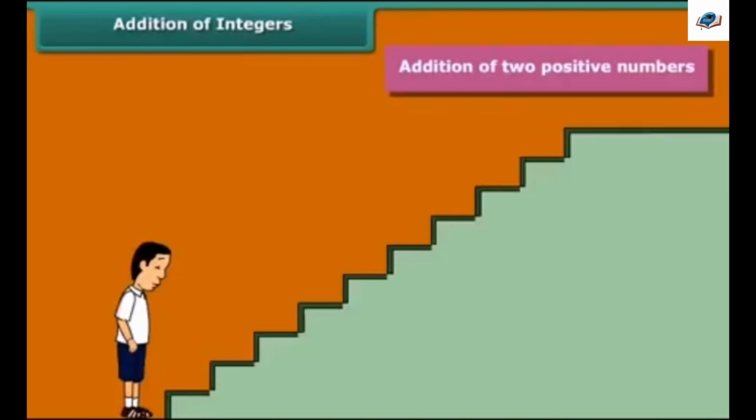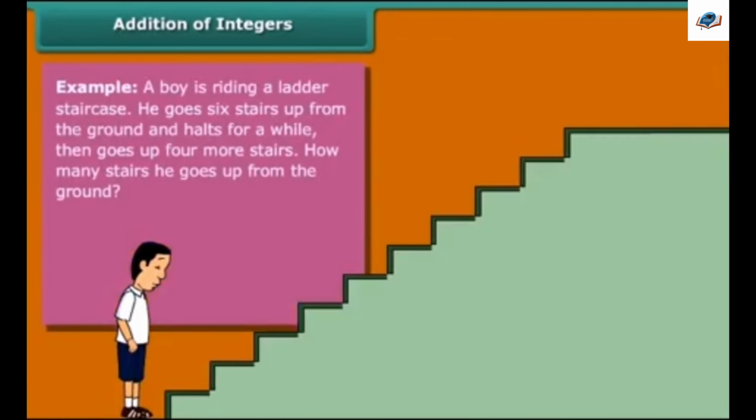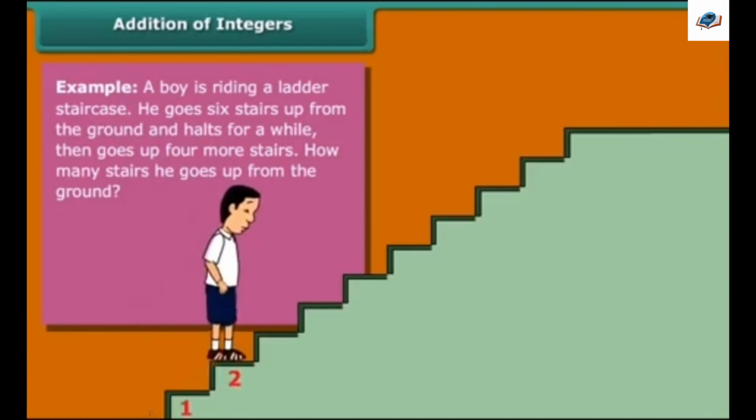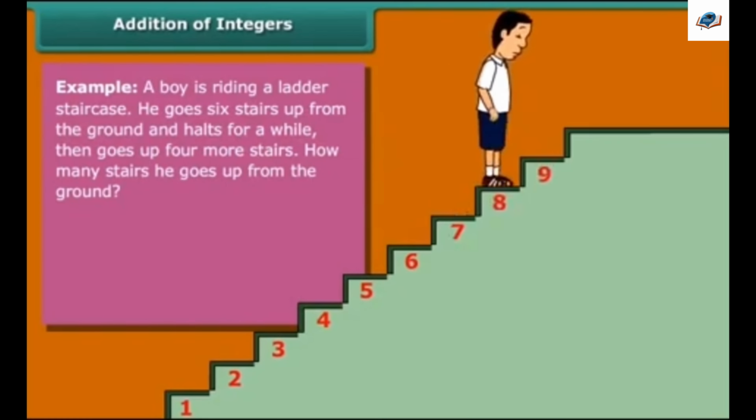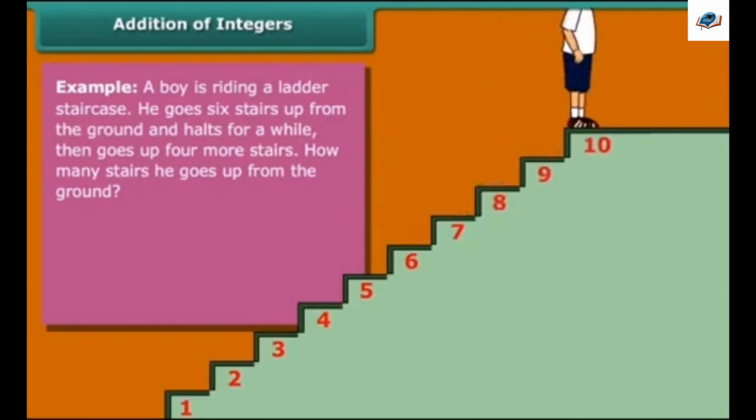Addition of two positive numbers. Example. A boy is climbing a ladder staircase. He goes 6 stairs up from the ground and halts for a while, then goes up 4 more stairs. How many stairs has he gone up from the ground? +6 plus +4 is equal to 6 plus 4, which equals +10.